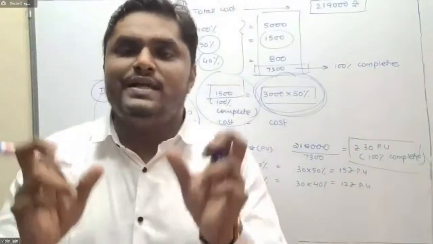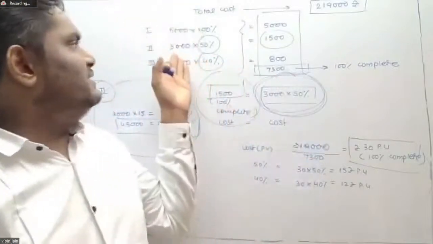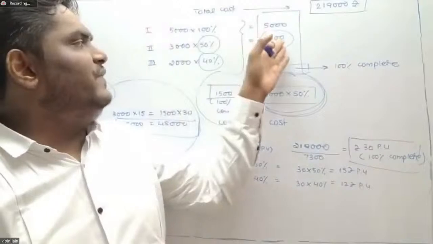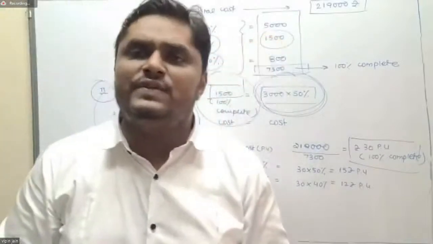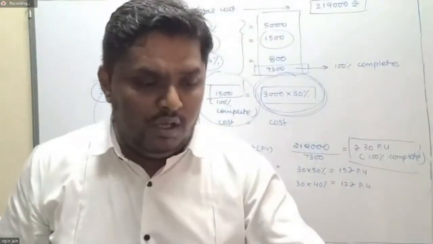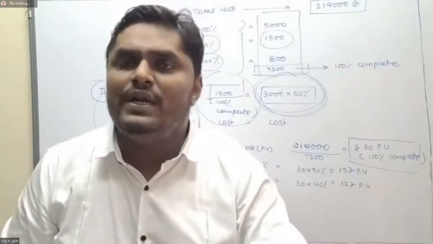When equating these two, we will get the same figure, and this is how we prove that the cost is equal, whether it is 3000 into 50%, that is 1500, or 3000 units which are 50% complete. So now this is the basic concept of equivalent number of units.